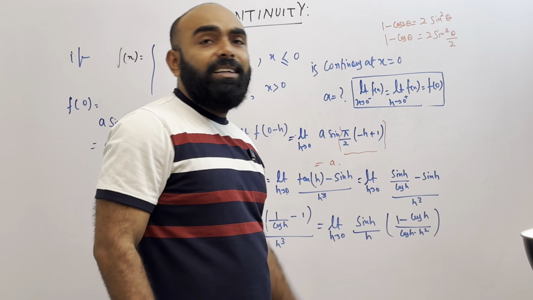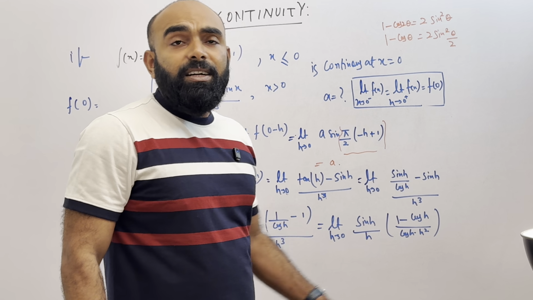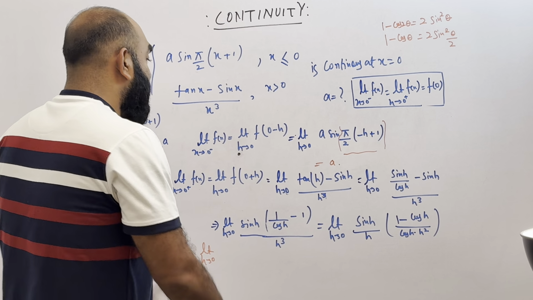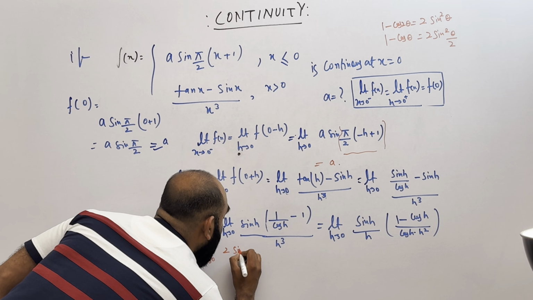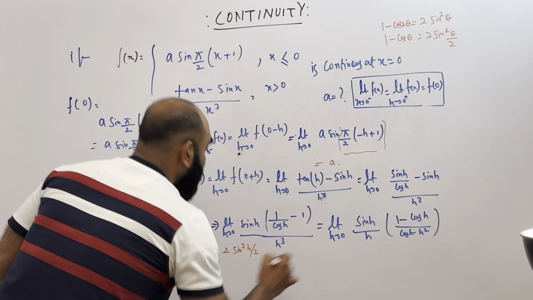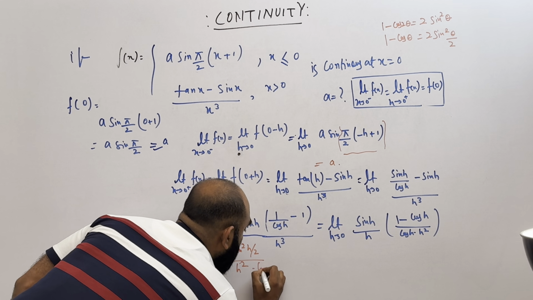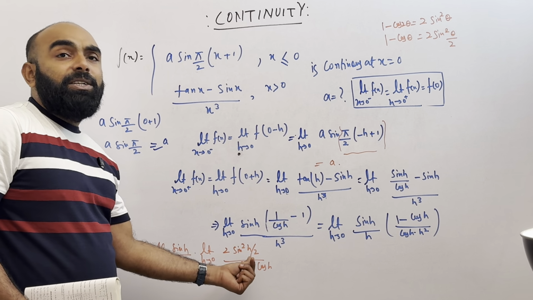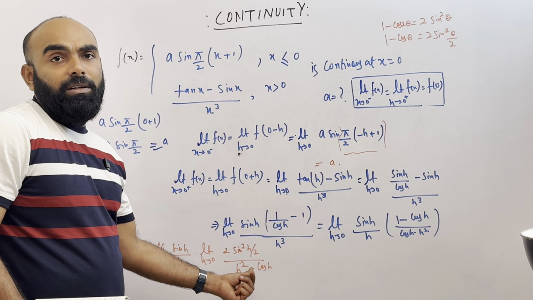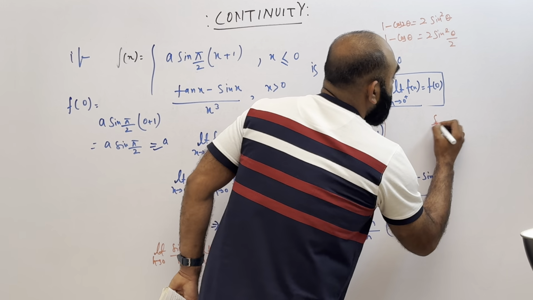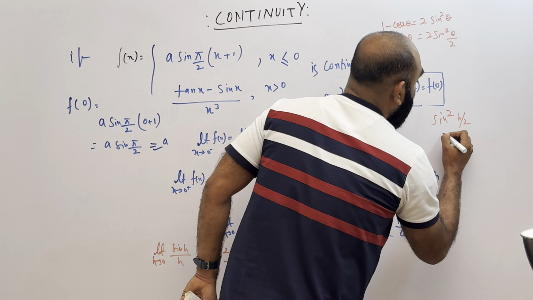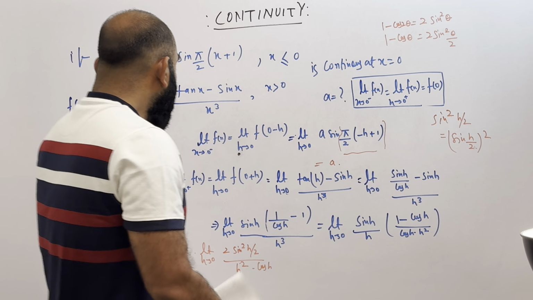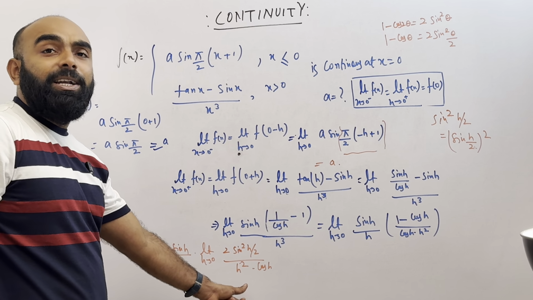So 1 minus cos h is 2 sin square h by 2. So I will write 2 sin square h by 2 divided by h square into cos h. Now see, our theta is h by 2. I told you also, sine square h by 2 can be written as sine of h by 2 whole square. So I have to create h by 2 here.